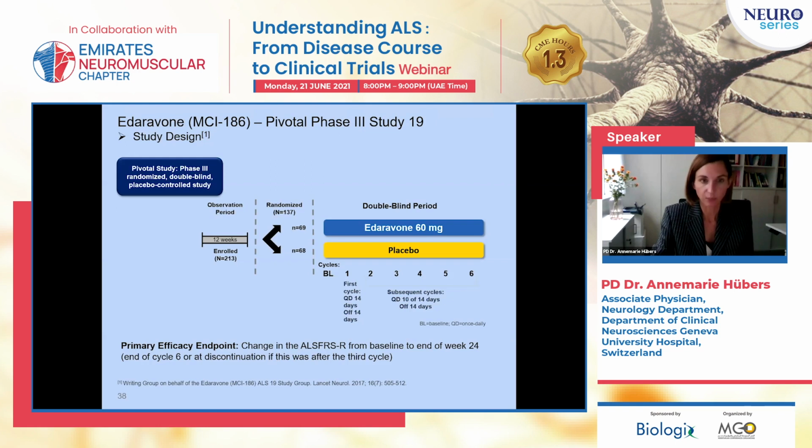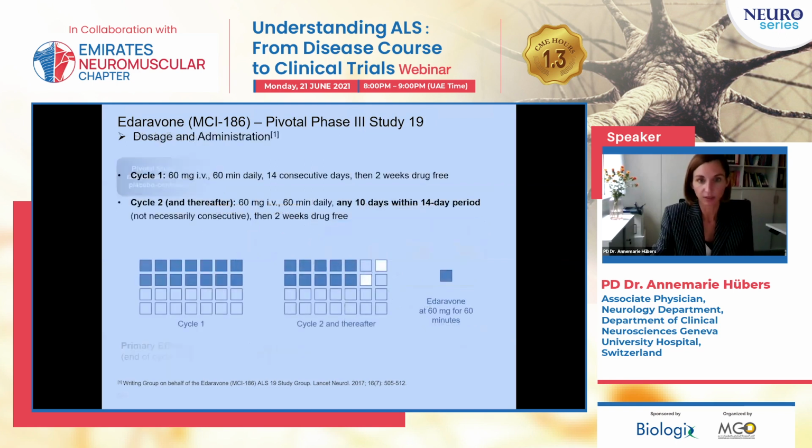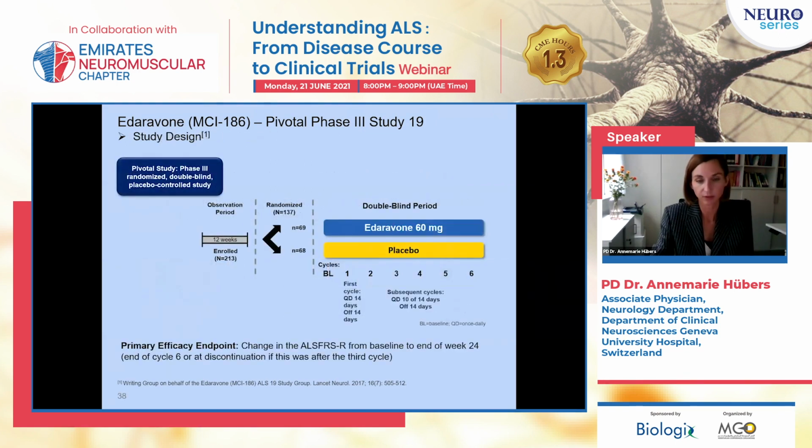To mention that patients in both groups had been either on a stable dose of Riluzole before inclusion in the study or on no Riluzole at all.